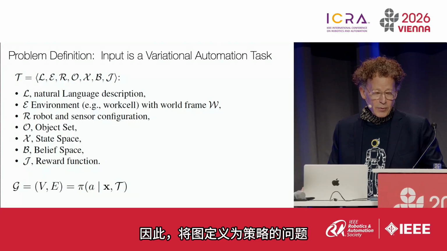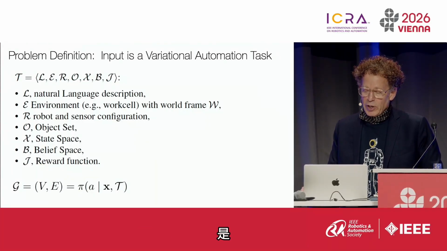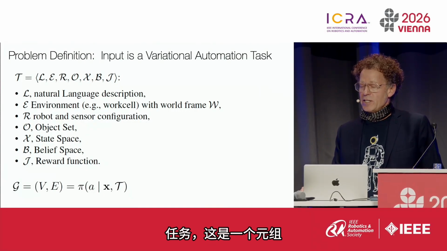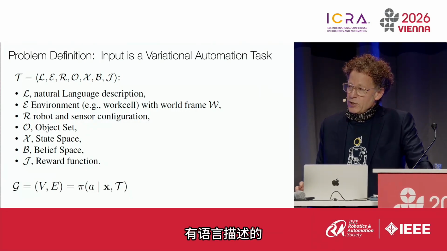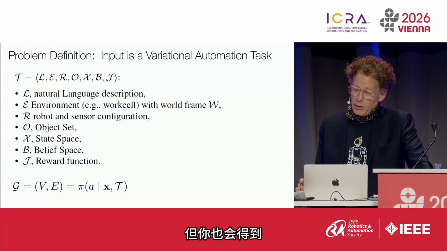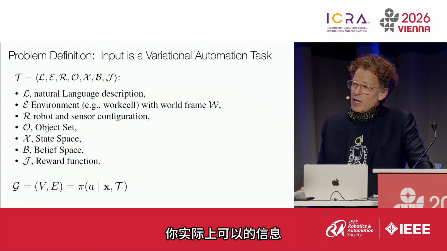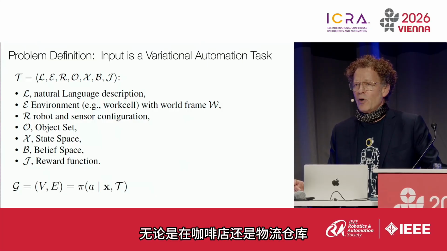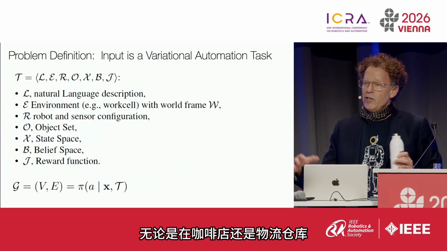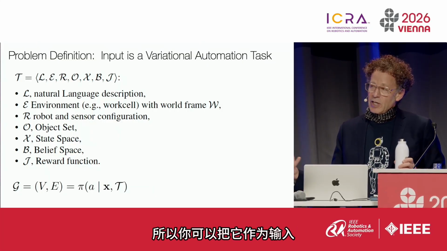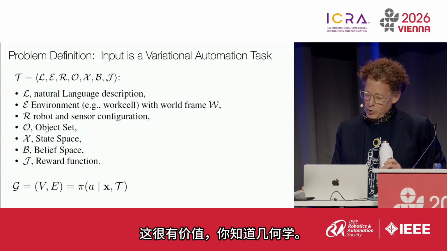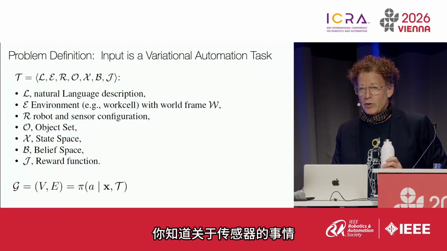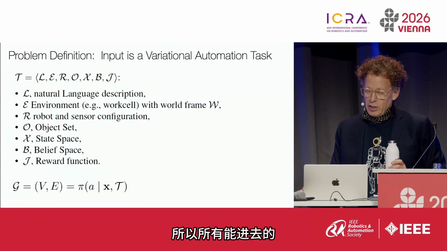And so the problem definition for the Graph-as-Policy is, we're going to say that we have variational automation tasks. And this is a tuple that has a language description of what you want to get done, but also you get information about what the environment is going to be. Because whether you're in a coffee shop or a logistics warehouse, you know what the environment is. So you can take that as input. That's very valuable. You know the geometry, you know the coordinate frames. You also know the robot. You know things about the sensors. So all that can go in.